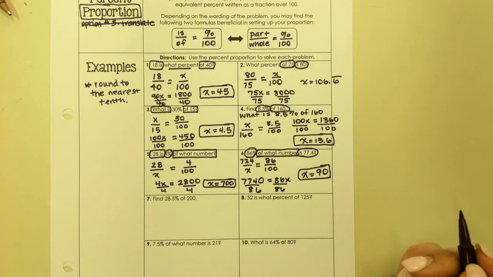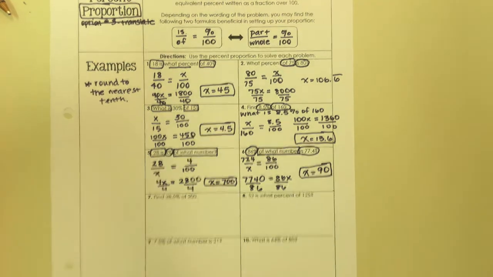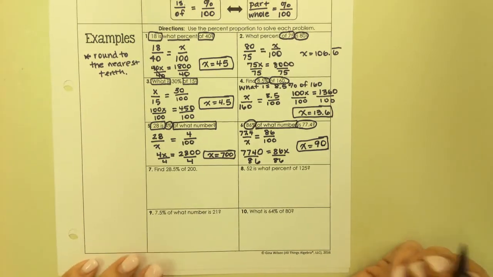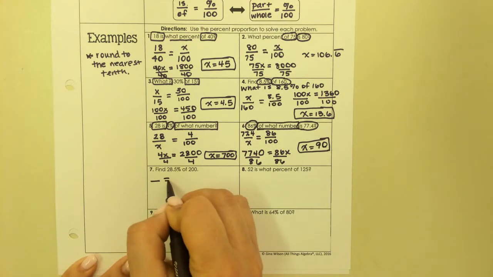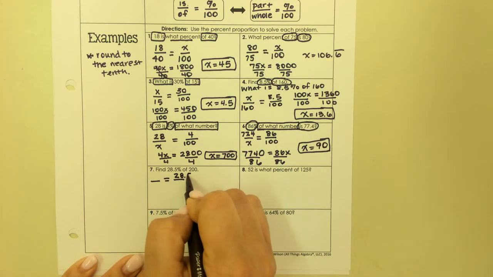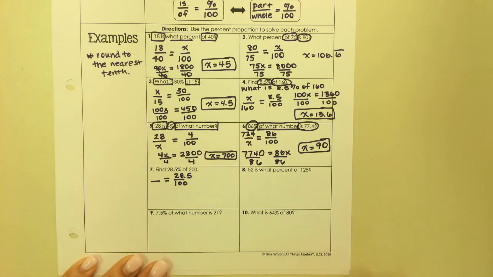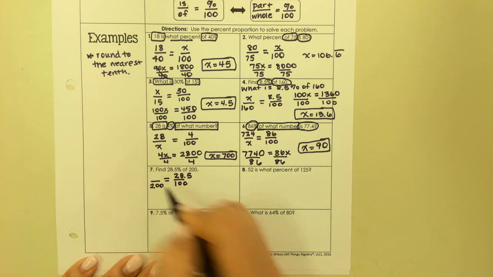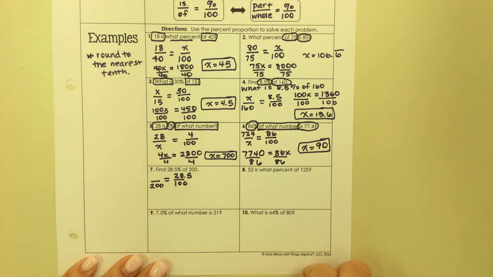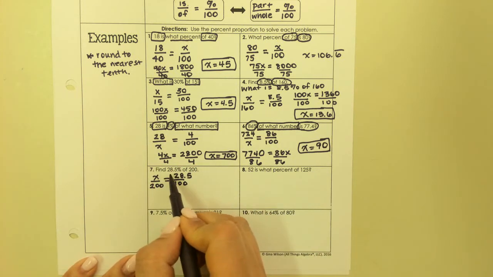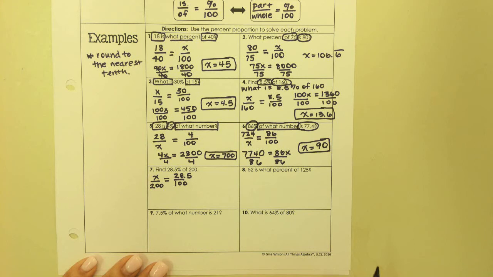Okay, number 7. Let's move this a little bit. Find 28.5% of 200. So two fraction bars equal to each other. There's our proportion. 28.5 over 100 because that was our percent. The number next to "of" is 200. And there's no "is" word, so the only thing that's left is to put an x here. You can also rewrite this as what is 28.5% of 200.